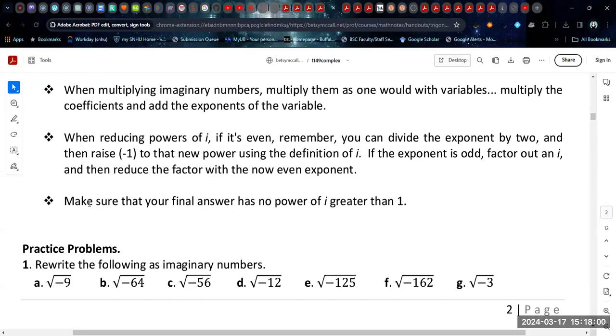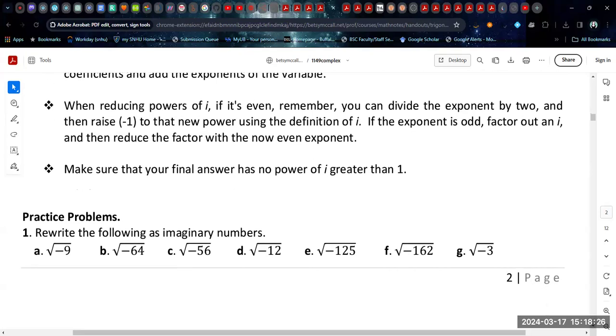And then finally, make sure that your final answer has no power of i greater than 1. So i, -1, -i, 1. But none of those have powers, just i. So if you have i squared or i cubed or anything like that left in your problem, you need to simplify it, keep going until you just have a constant or i left over.